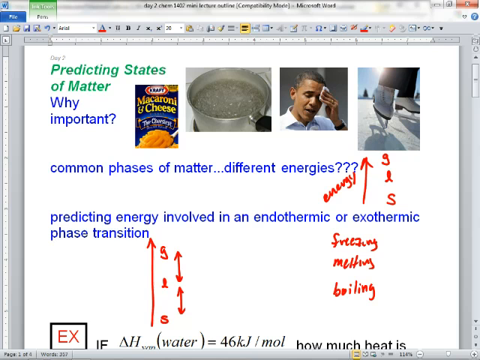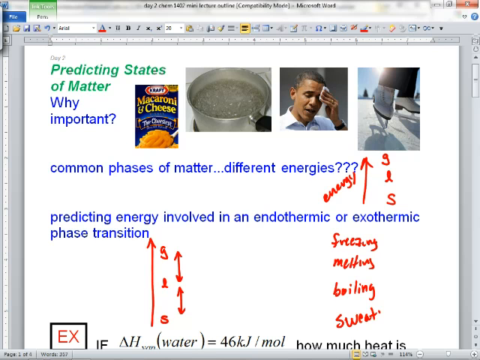Melting must be endo, because I'm going up the energy scale. Boiling must be endo, right? How about, let's do this one.